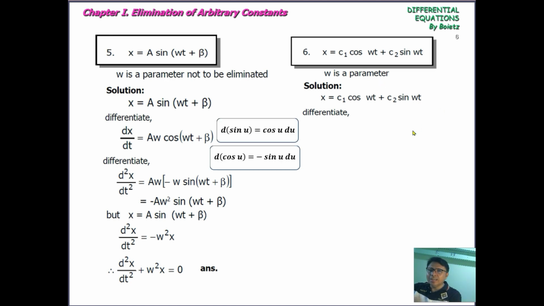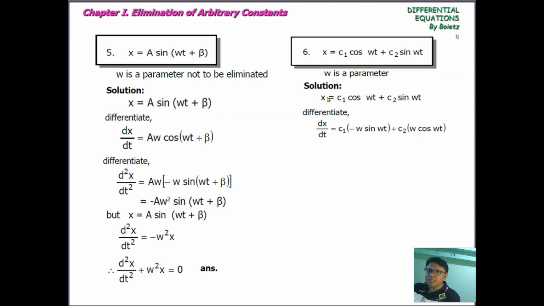Okay? So, here, cosine and sine. So, ito yung derivative ng sine tsaka ng cosine. Ng sine, positive cosine u du. Ng cosine u naman is negative sine. So, here, differentiate 1. So, dx over dt ulit. Then, derivative nito is constant ito. So, C1, derivative ng cosine is u is negative sine u du, or negative sine wt. Then, derivative ng u or ng wt is w. Similarly here, C2 sine wt, derivative ng sine is cosine, positive. So, C2 cosine wt, then derivative nito is w.